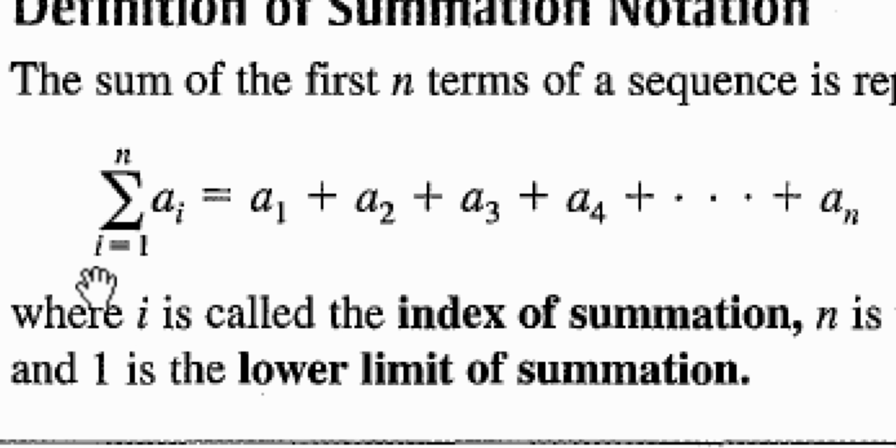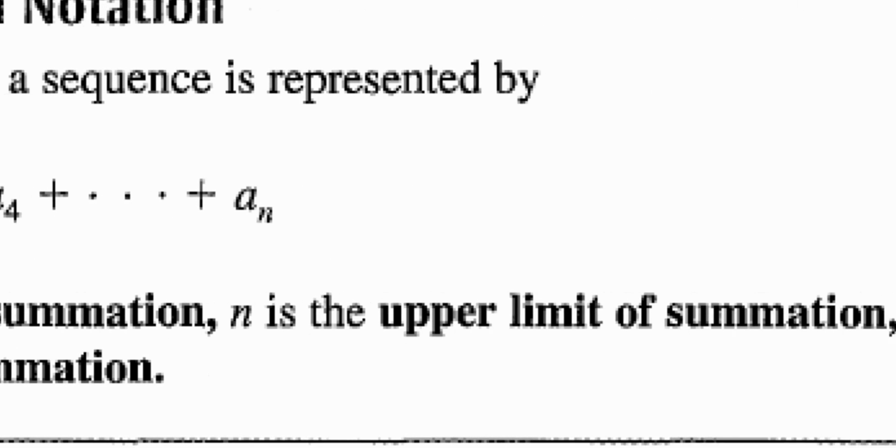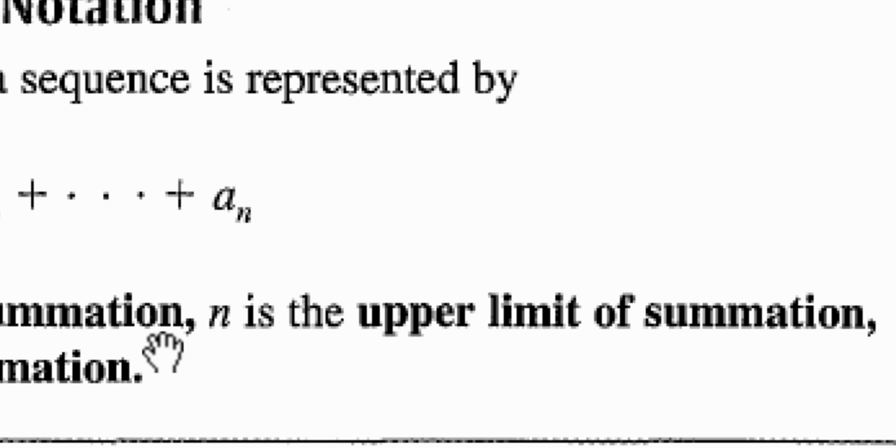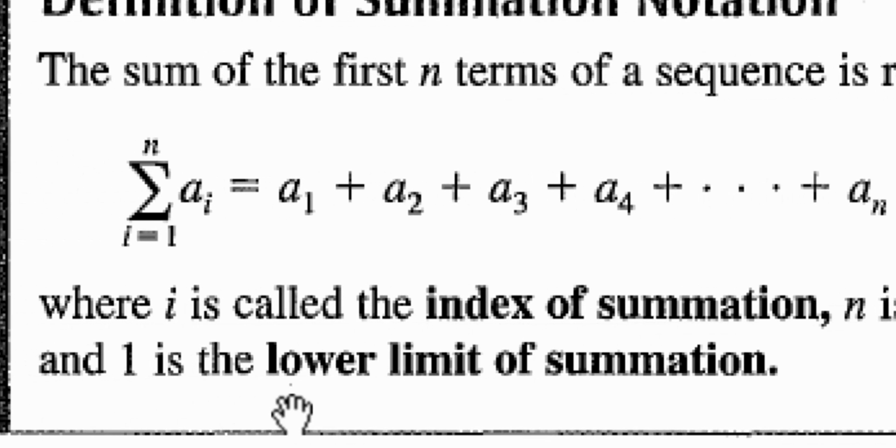Sigma, where i begins at 1 to n of a sub i, is equal to a sub 1 plus a sub 2 plus a sub 3 plus a sub 4, all the way up to a sub n, where i is called the index of summation, n is called the upper limit of summation, and 1 is called the lower limit of summation. Make sure this gets into your notebook.